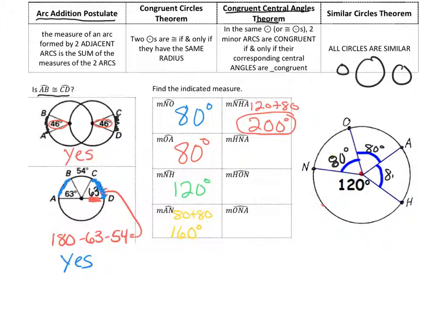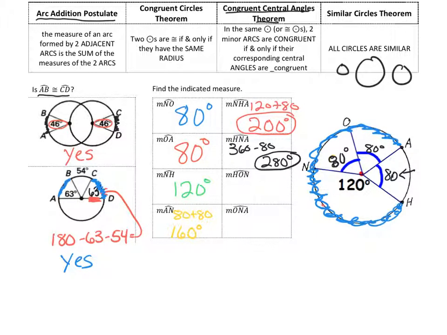Let's talk about the next one. It says HNA. So I start at H, I go all the way to N, and I continue all the way to A. Does everybody see how it takes up most of the circle? It takes up everything but this random 80 degrees right here. So an easy way to do it is just take 360 minus 80, and we're left with 280 degrees for that one.